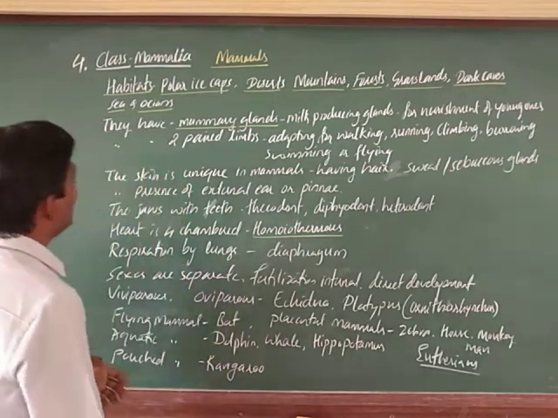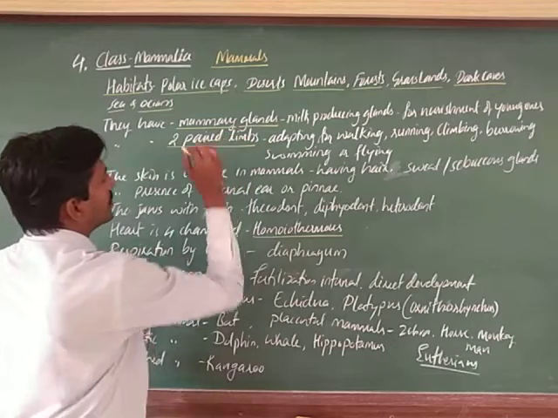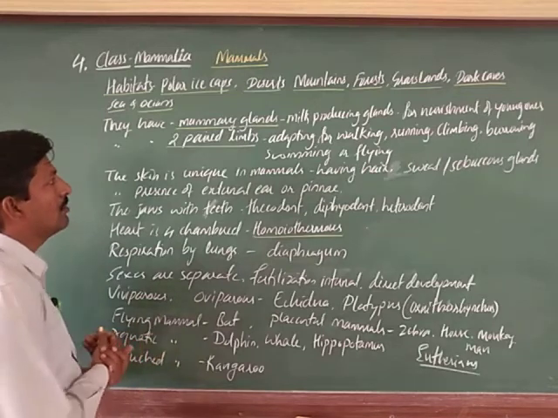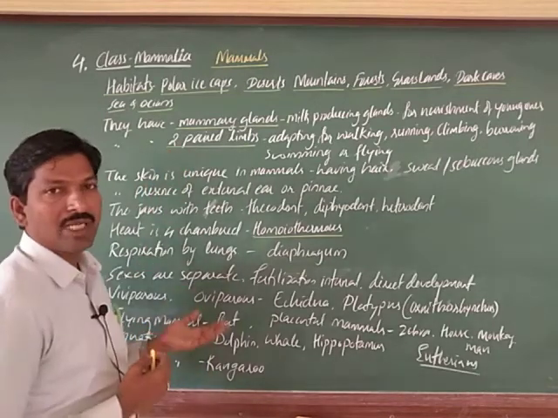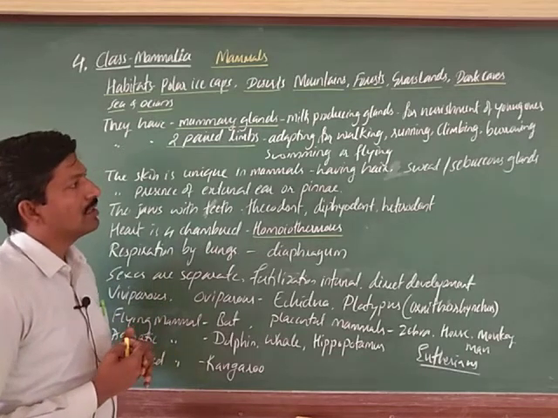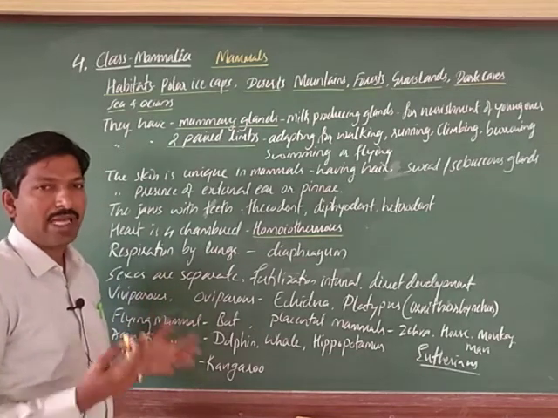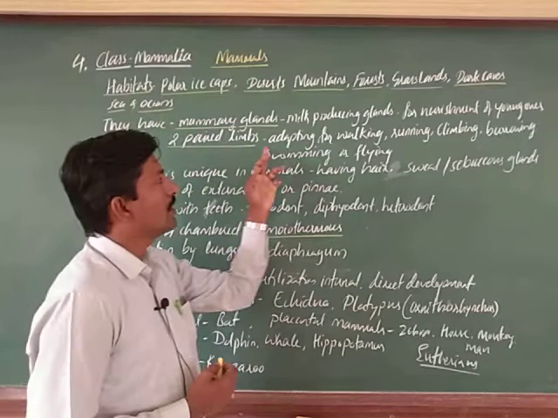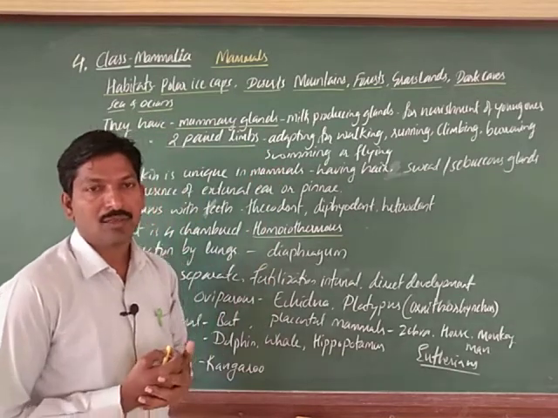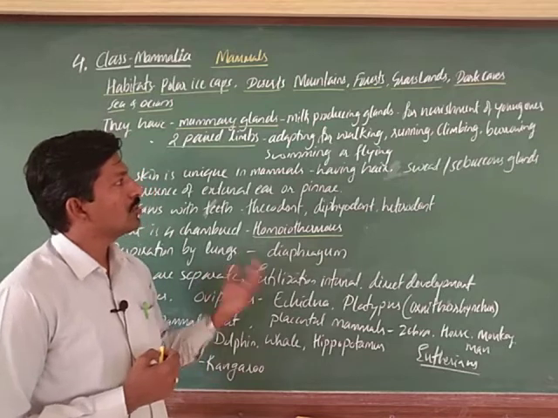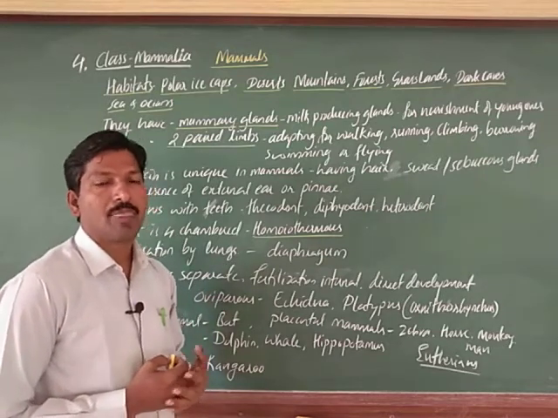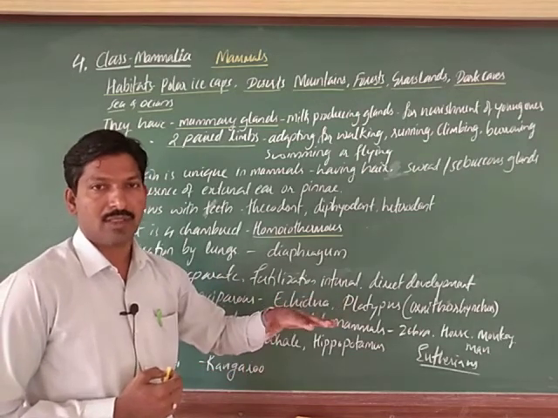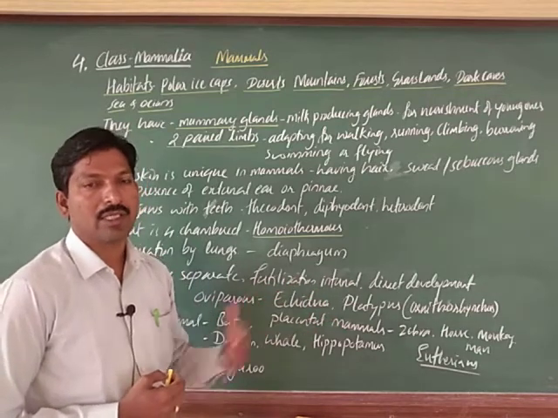Next, they have paired limbs, two pairs of limbs, that is hind limbs and forelimbs. In higher mammals, especially man, who is also an example belonging to Mammalia, the forelimbs are modified into hands. But in most animals, the body posture is transverse. They can use four legs for walking or running.